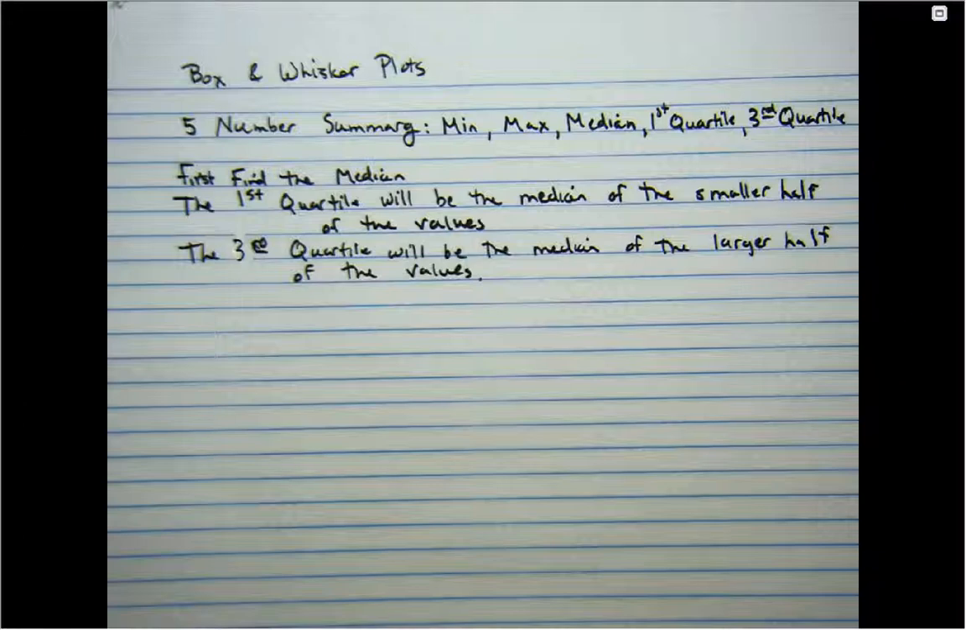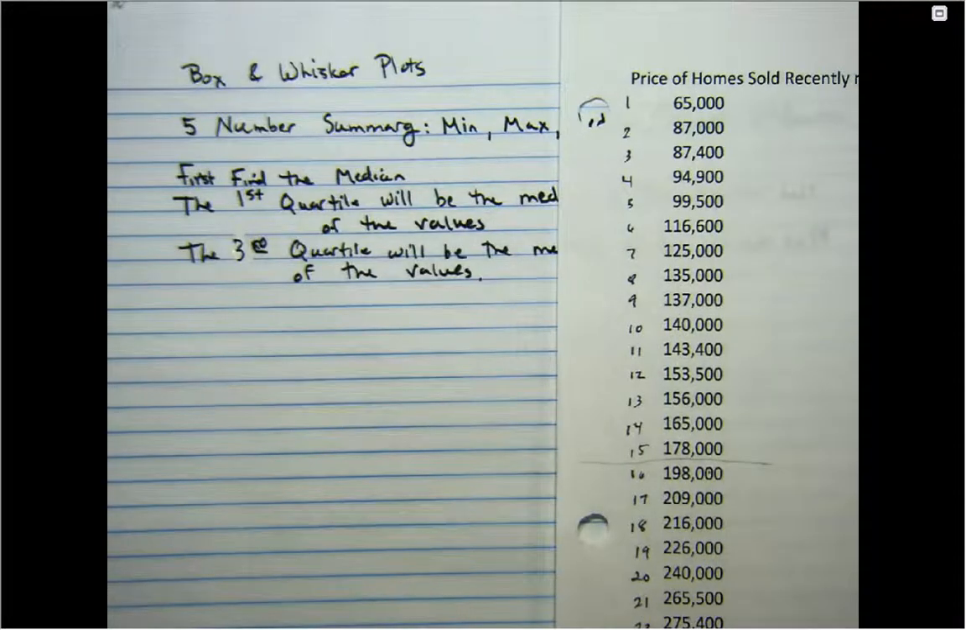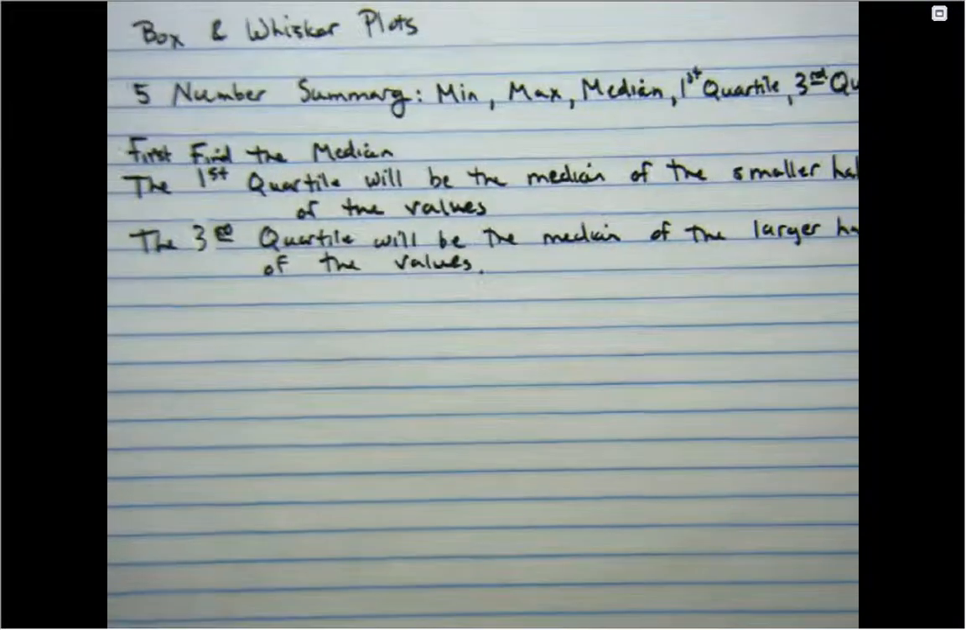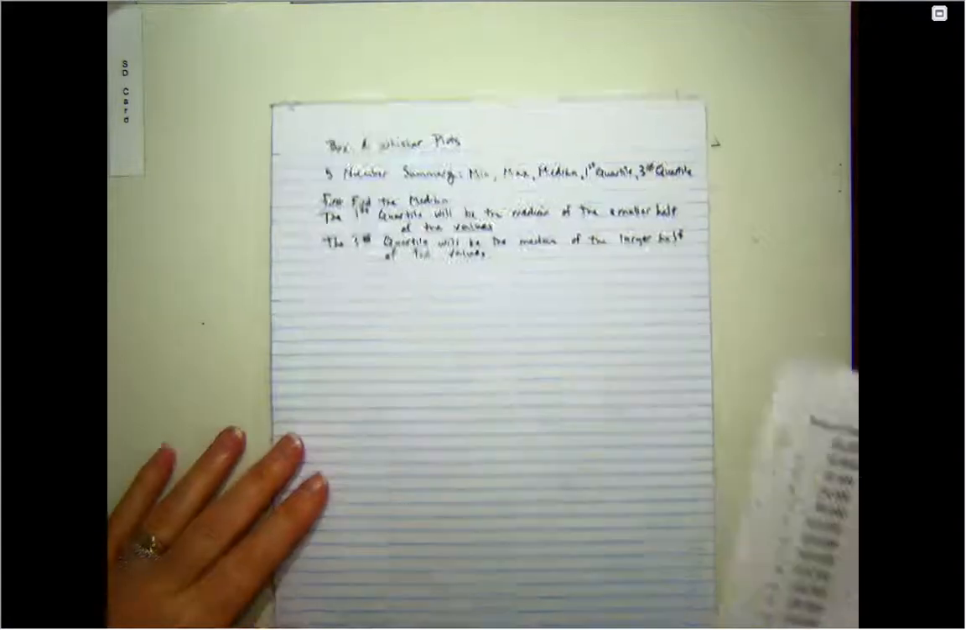Well, let's do the houses first, and then we'll do the grades again. Whoa, we need a small marker. Okay.